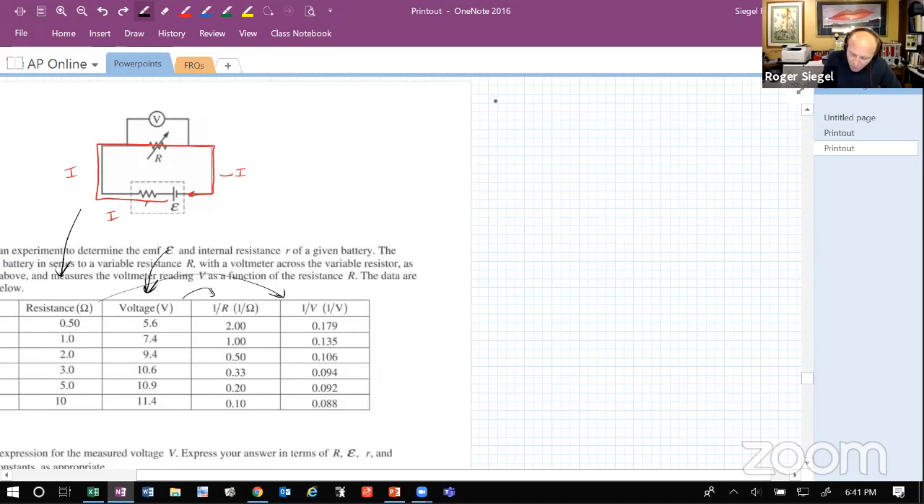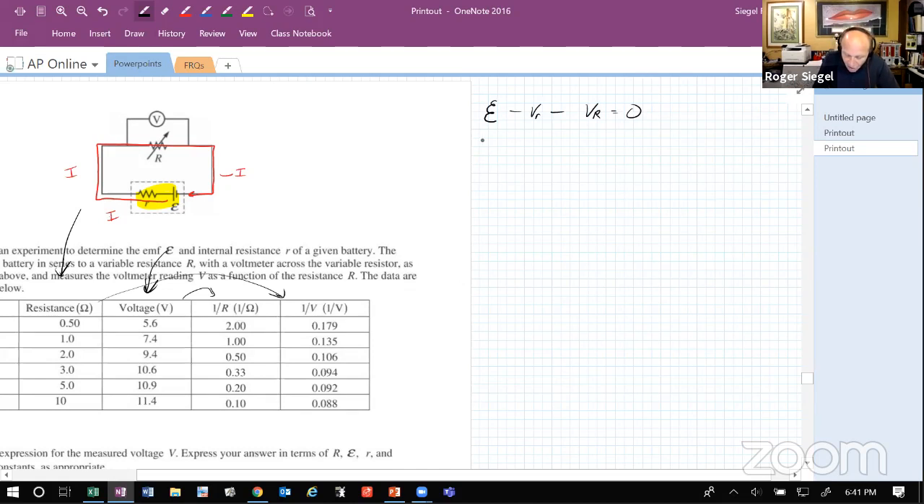So let's go ahead. We'll say that the voltage gain is right here. That's my voltage gain, E. And then as soon as I pop out of there, I have a voltage drop across little r. It's a resistor, so I have a voltage drop. And then I have a voltage drop here across big R, and then I come back to the battery, so that has to equal 0.